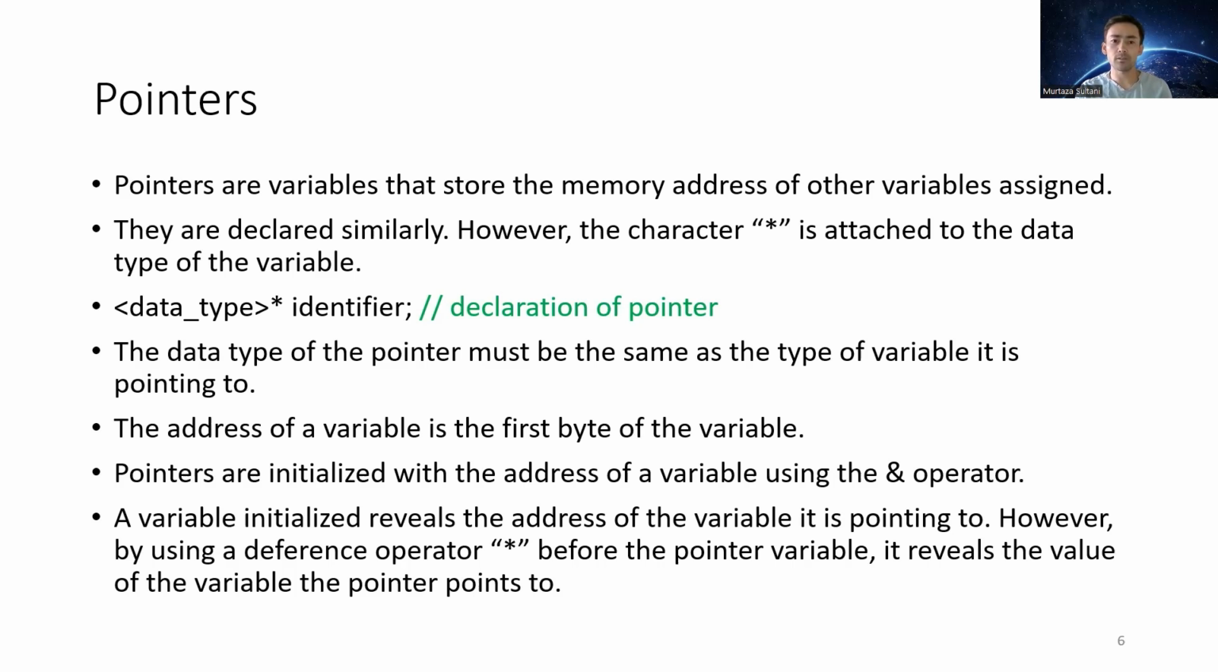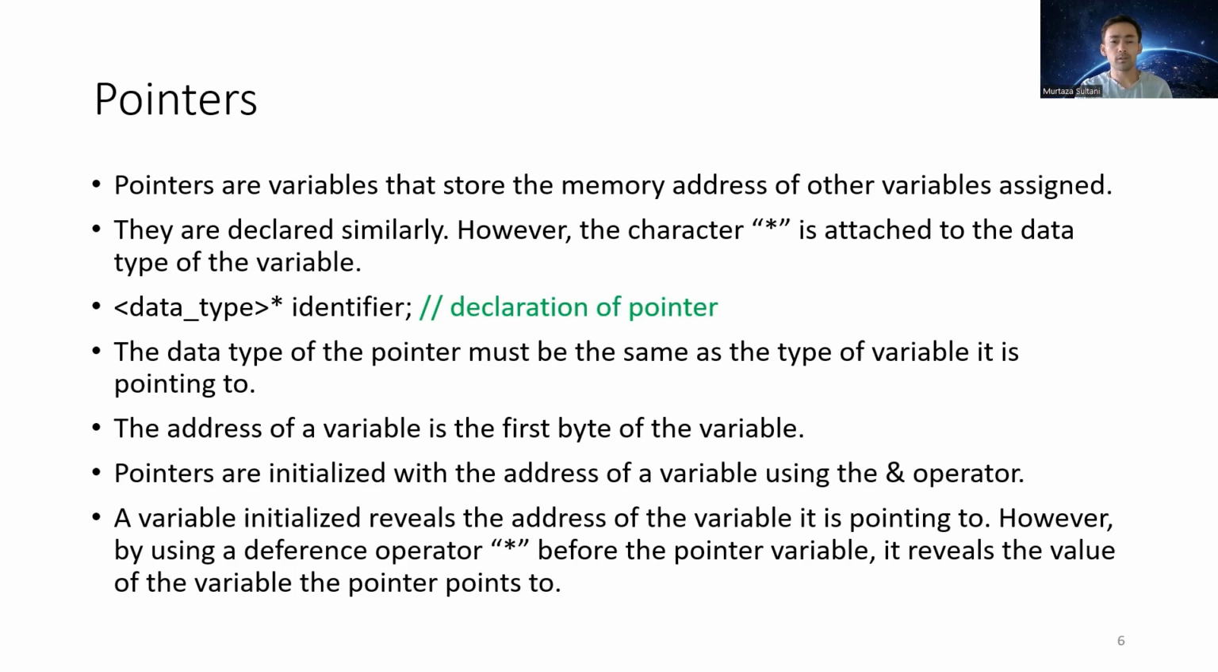For example, if it is integer, it has 4 bytes. If it is double, it stores 8 bytes. However, the address of the variable in the memory is the address of the first byte. So if there is a double type of 8 bytes, and if you want to reveal the address of the variable using the pointers, it reveals the first byte address.